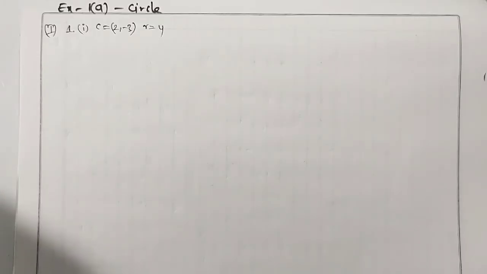So next we have to go for exercise 1a. In the first question we have: find the equations of the circle with the given center and radius. Here the center is 2 comma minus 3 and the radius is 4. Then what is the circle equation? It is very simple to find the answer.